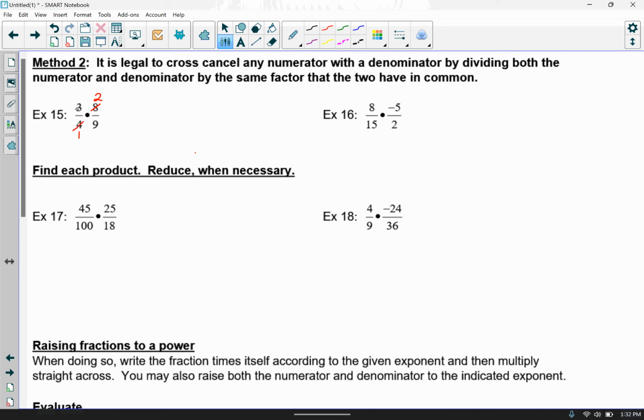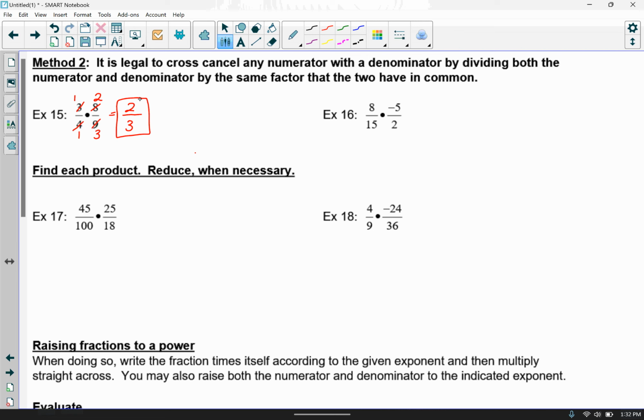Now let's look at 3 and 9. They have something in common. You can divide them both by 3. 3 divided by 3 is 1. 9 divided by 3 is 3. Now multiply straight across. 1 times 2. And on the bottom, 1 times 3. And there's your final answer.